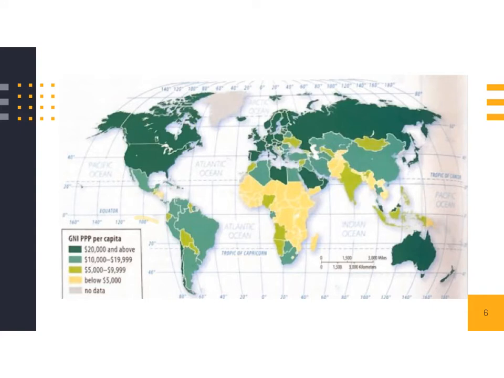So our GNI per capita, if you look at the world, we're looking at $20,000 per person and above. So in the United States, we're clearly above that. And then you can see in dark green all of the countries around the world that are above that.